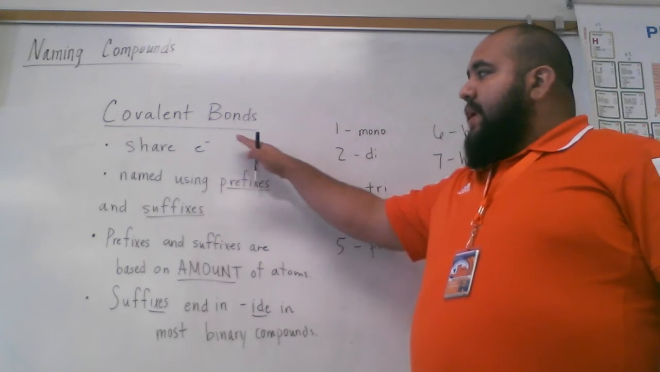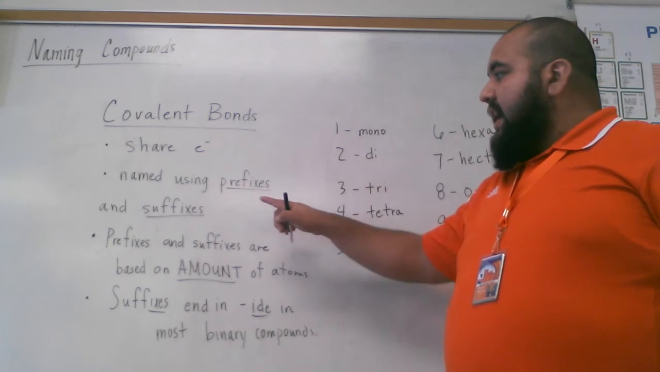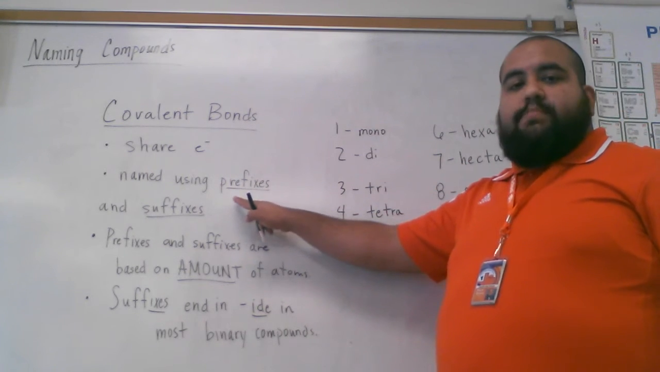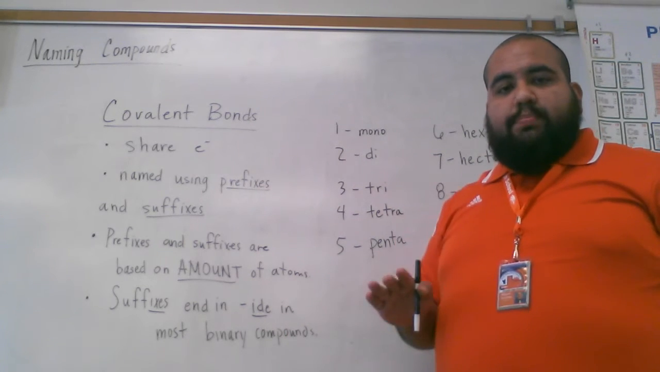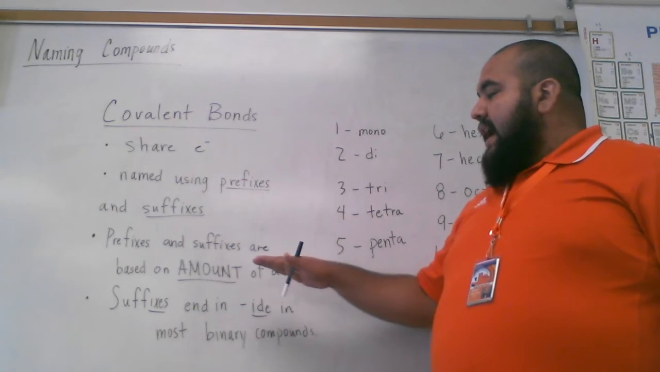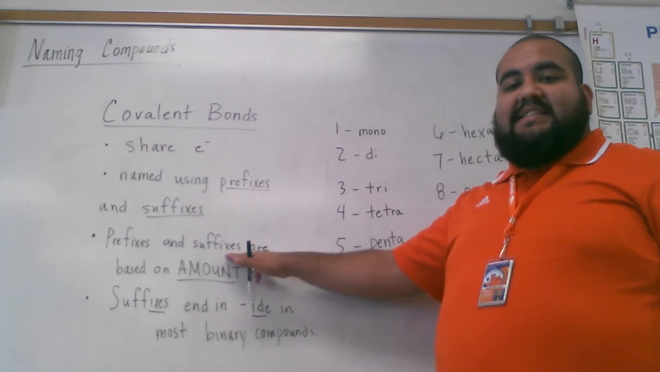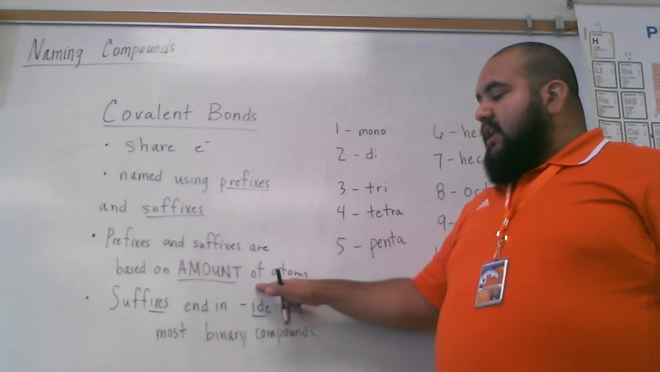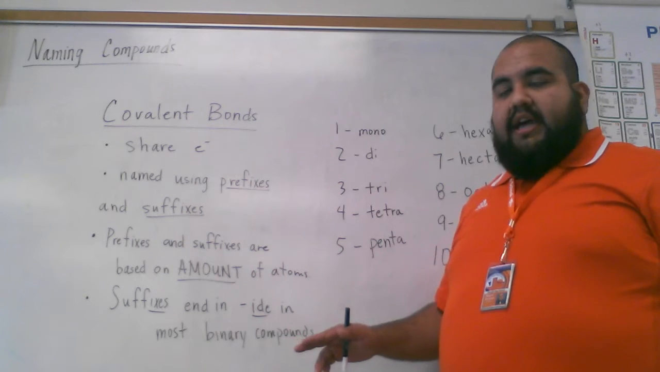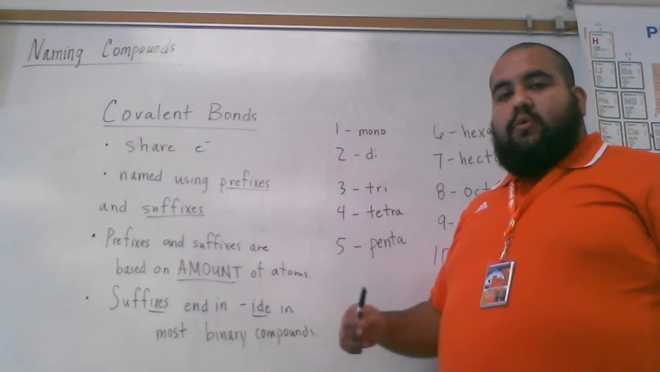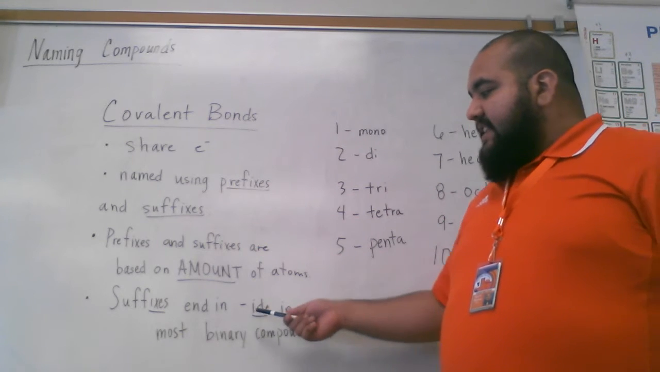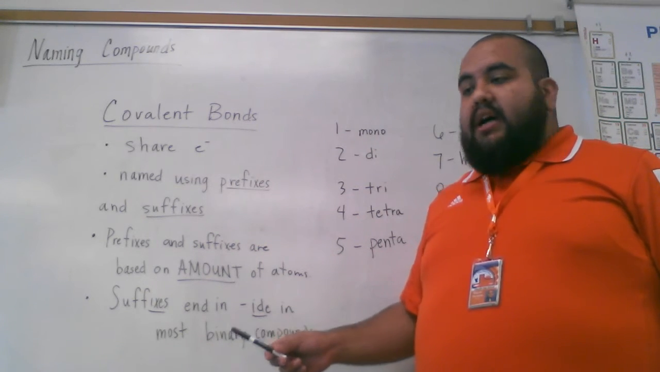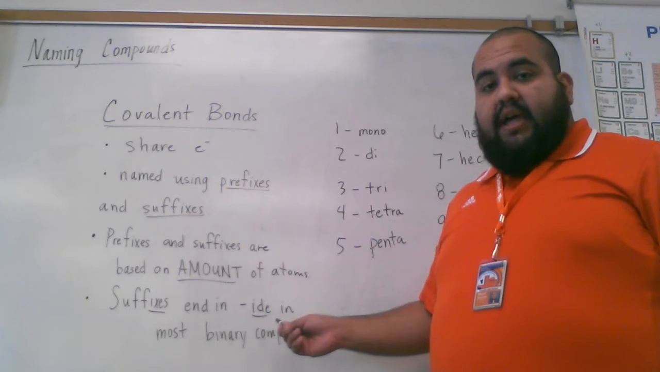So, covalent bonds share electrons. They are named using prefixes and suffixes. We're going to go into the prefixes in a moment. The prefixes and suffixes are based on the amount of atoms. Usually the prefixes are the ones that change a lot based on those amounts. Suffixes of covalent bonds end in "ide".